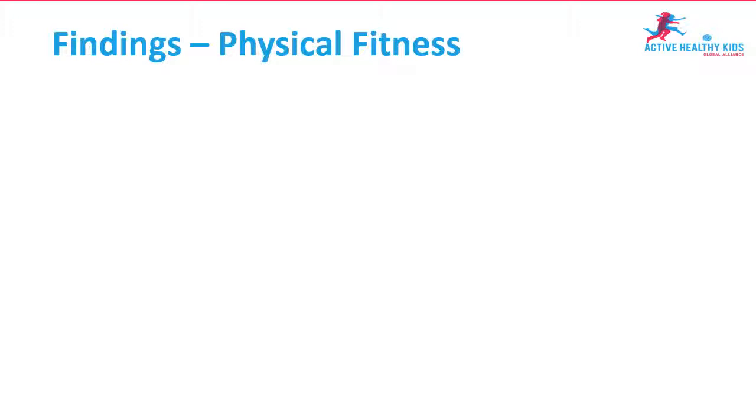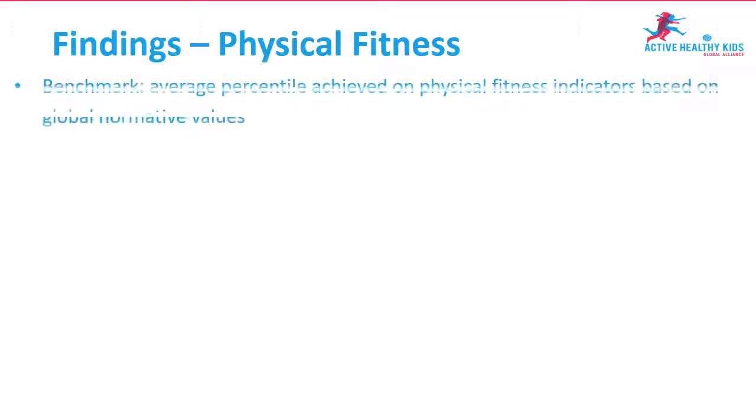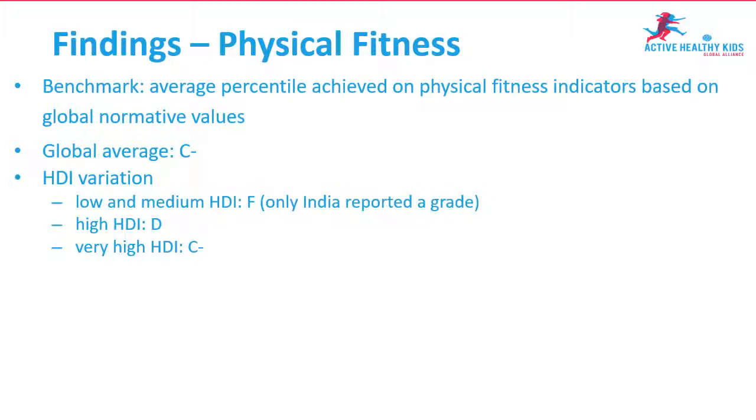On to physical fitness, the one individual characteristic that we studied. The benchmark was the average percentile achieved on physical fitness indicators based on global normative values. The global average was C-. Low and medium HDI countries had an F, though caution is provided here because only 1 country reported a grade. 1 low and medium income country reported a grade, so I wouldn't read too much into that. High HDI countries a D, very high HDI countries a C-.